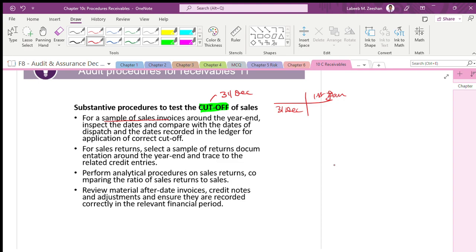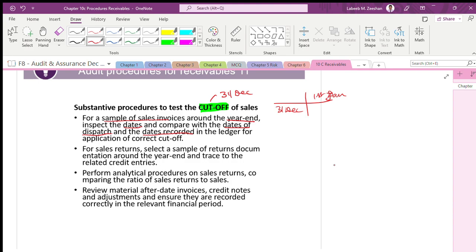Cutoff is a very easy way of scoring marks. For a sample of invoices around the year end, inspect the dates and compare them with the dates of dispatch and the dates of recording. First you record, you raise the invoice, then you dispatch. You should make sure of when we are recording and when we are dispatching. Dispatching is a secondary thing. Recording is when you receive the amount. That's very important.